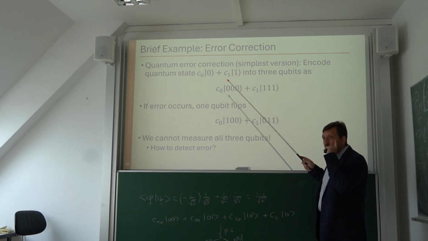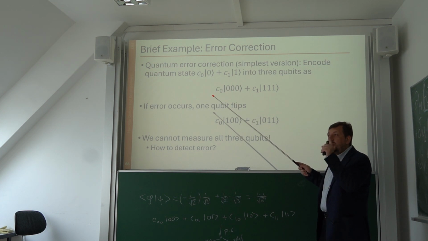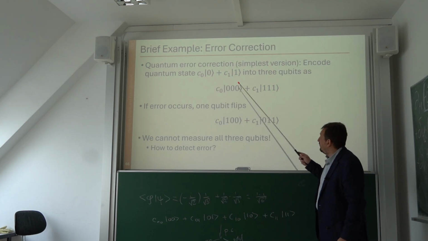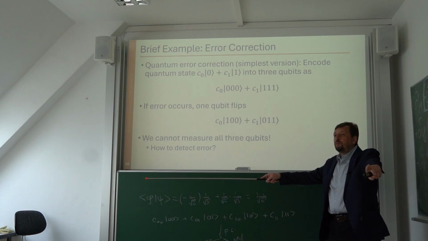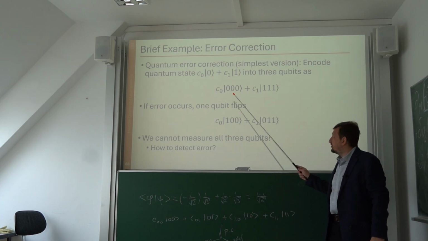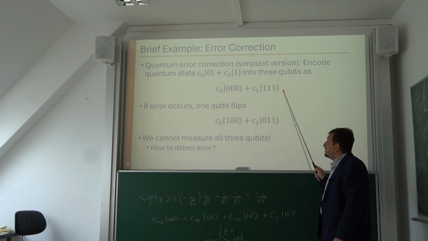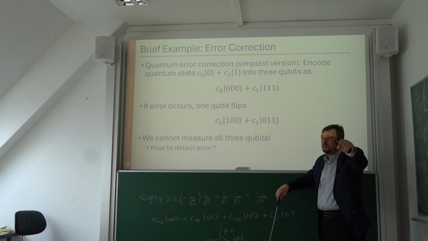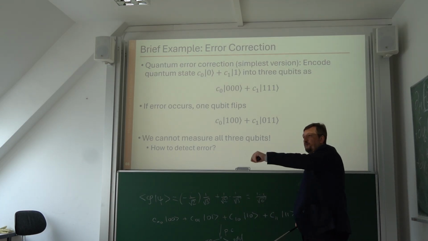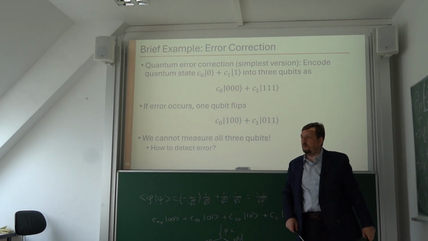Say, if you measure just one qubit directly, you will choose either this term or this term. Superposition is destroyed. We lose quantum information. But using parity measurement, we keep these terms together. And if there is an error, the result of the measurement tells us what type of error we have, and we can correct it.